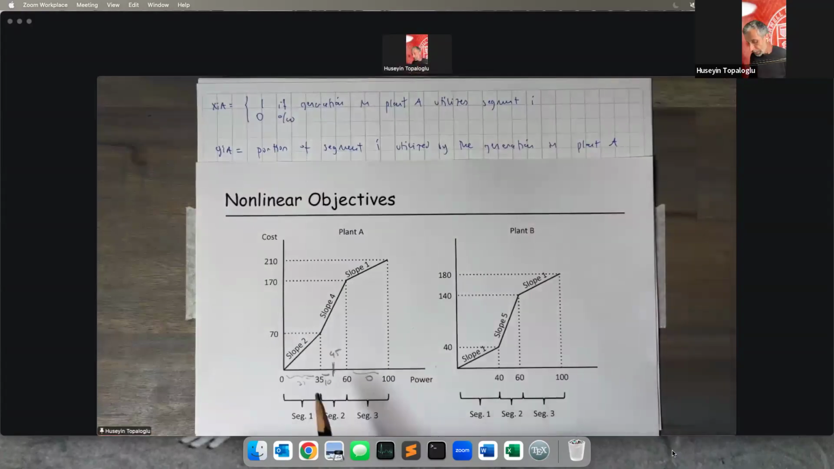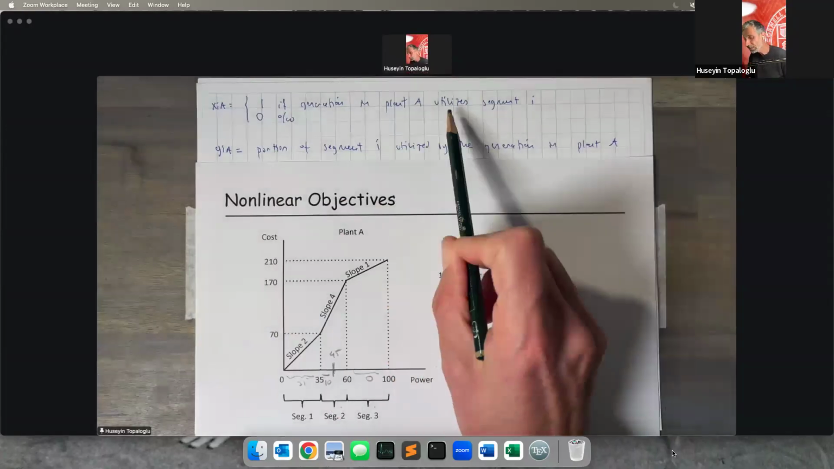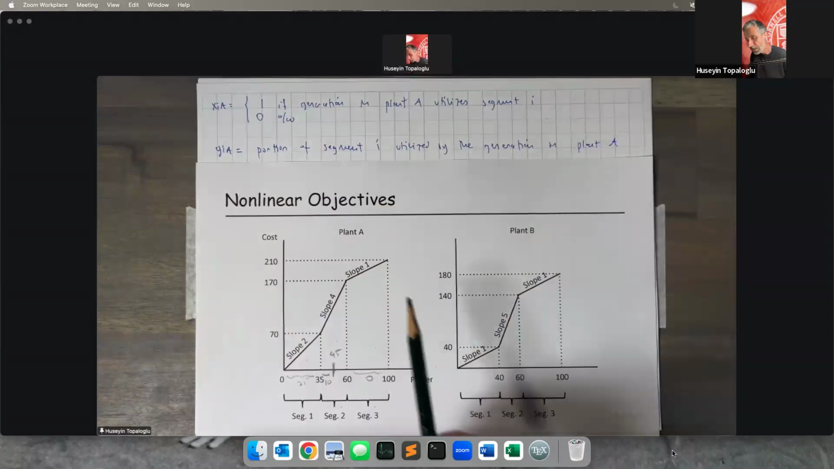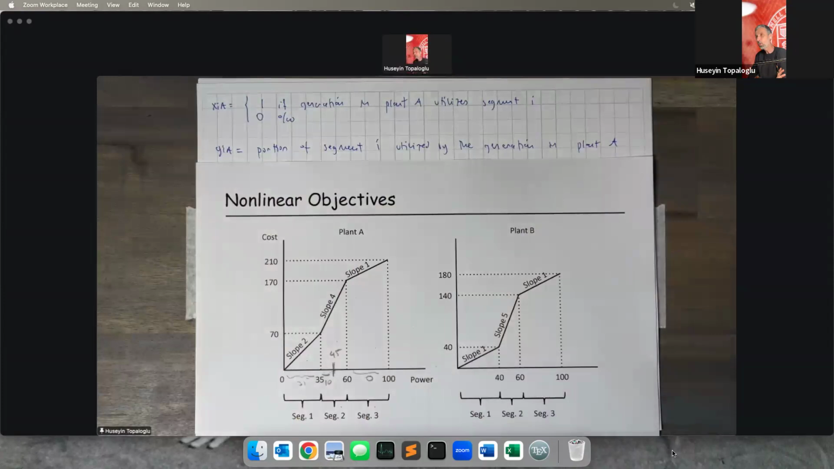Let's repeat again. In the cost curve for plant A, we have 3 segments: segment 1, segment 2, segment 3. Then the decision variable x_ia is a binary decision variable. It takes value 1 if the generation quantity in plant A uses segment i. For example, if I'm generating 45 units of power in plant A, I'm utilizing segment 1, so x_1a is equal to 1. I'm utilizing segment 2, so x_2a is equal to 1, but I'm not utilizing segment 3, so x_3a is equal to 0. And our continuous decision variable is y_ia, the portion of segment i utilized by the generation in plant A.